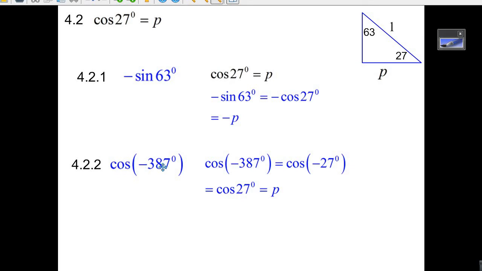This next one is really asking you to do a reduction. You go negative 360 and then go down a little bit more. It's really the cosine of minus 27 degrees. You just go clockwise 360 degrees and then 27 more degrees. That's the cosine of minus 27. But cosine of minus 27 is just the cosine of 27. And we already knew that was P. So this whole thing is really just P.